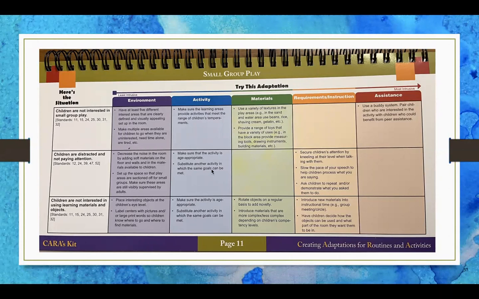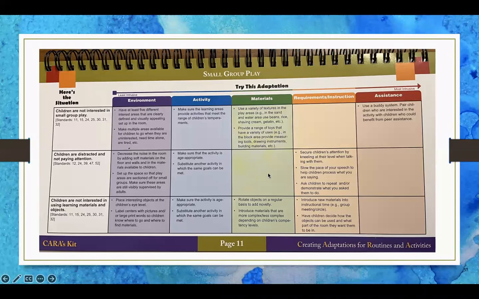So I'm distracted. How could you change the activity? You could make sure that the activity is age appropriate. Maybe I'm distracted because it's too high level for me. Maybe I can't do puzzles because a 10-piece puzzle is too hard for me. Maybe I need some handle puzzles with just 5 peg-type pictures that I put in. They don't have a material adaptation, but changing the requirement, you could slow the pace of your speech to help the child process what you're saying.